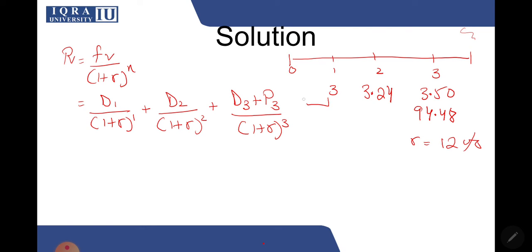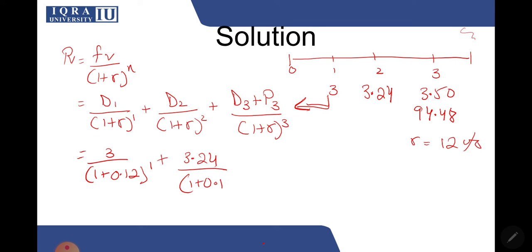So this 3 is coming back 1 year. Rate is 12%, so 1 plus 0.12 to the power 1. Because this is coming back 1 year, आपने इसकी present value find out करनी है. Then second cash flow is 3.24. Now this is coming back 2 years.